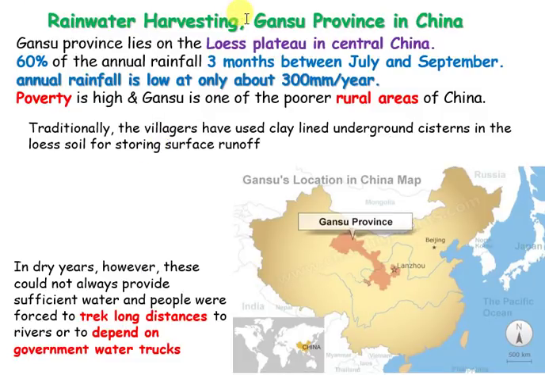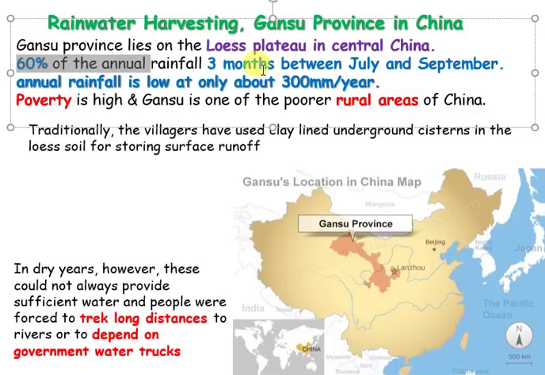Rainwater harvesting in Gansu. Now you can see here China, Gansu province in China. It's kind of north central, but yeah, it's towards the north. So we know from looking at that map earlier, it's quite arid. Not a lot of rainfall. It tends to come in 3 months of the year, so make a note of that. 60% of the annual rainfall comes in the 3 months between July and September.